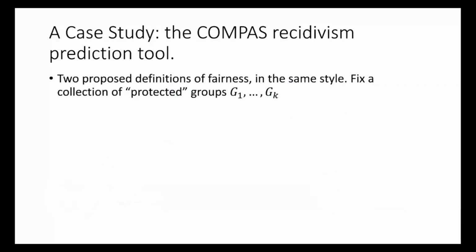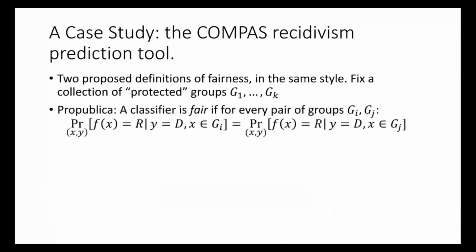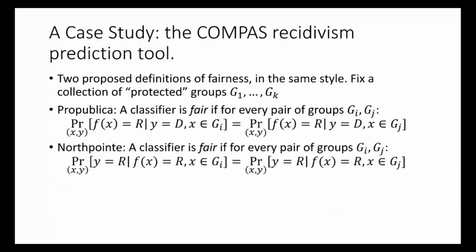Okay, so both of these organizations, ProPublica and Northpointe, were thinking about fairness differently. They defined the same protected groups, in this case Black people and white people, but they had different definitions of fairness. Northpointe was asking that the tool be equally well calibrated on both groups, and ProPublica was asking that the false positive rates be equal.